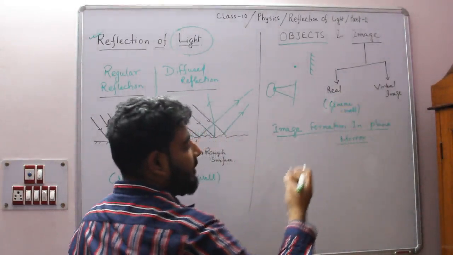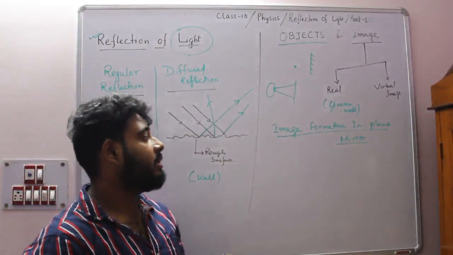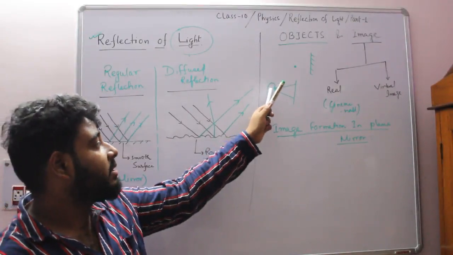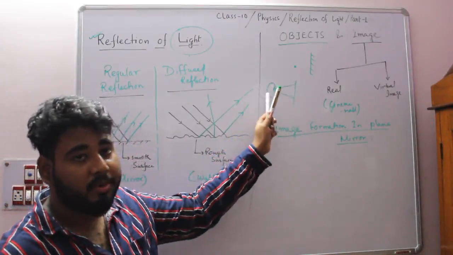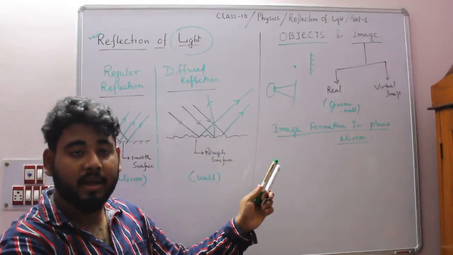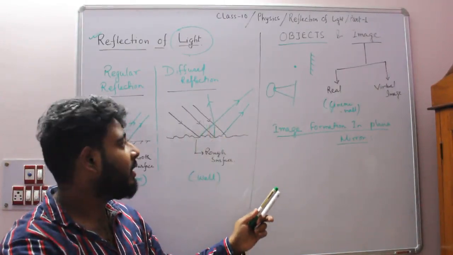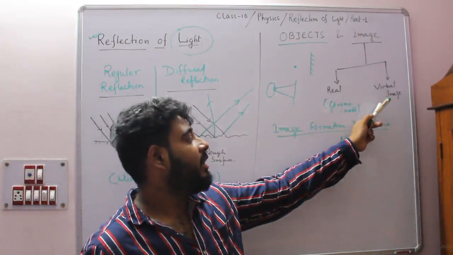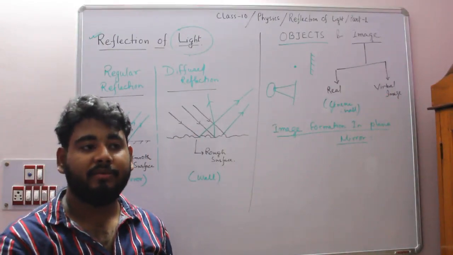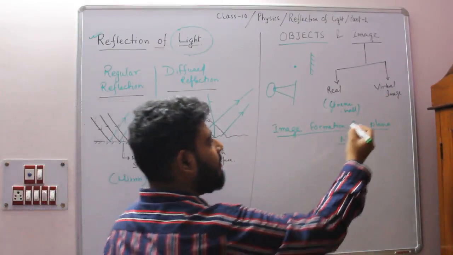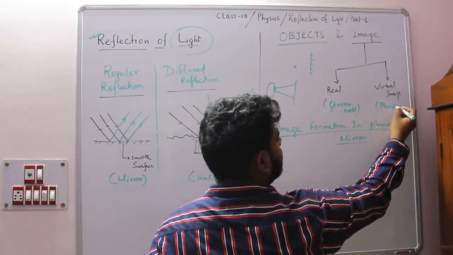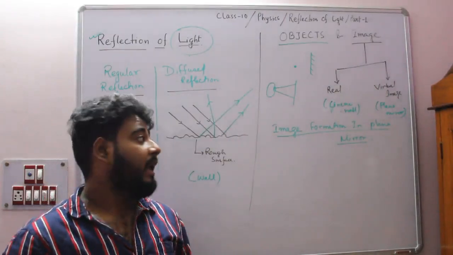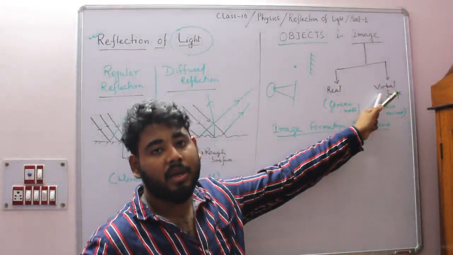Cinema hall is the best example. How will you remember what a real image is? Cinema hall is the best example of seeing a real image. Because what happens? When the rays go from the projector, they actually meet at a point. Where? At the curtain. Okay? So that is a real image. And what is a virtual image? The virtual image is the image that we see in front of a plane mirror. So the plane mirror is the best example of a virtual image.